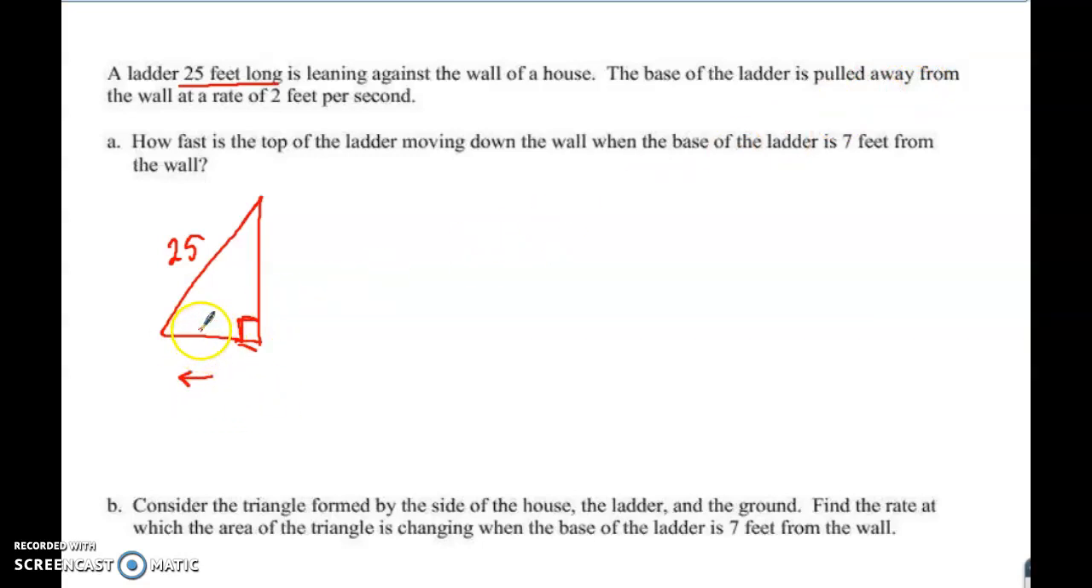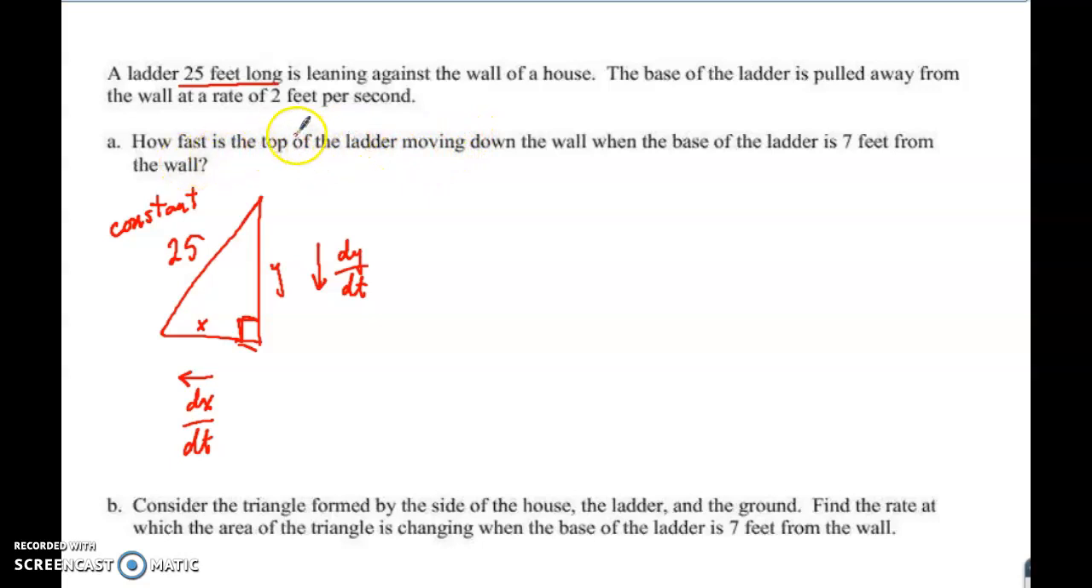So let's call this side x. Now here's where you have to be a good critical thinker. The ladder never changes size. That 25 foot is always 25 foot. In other words, this is a constant. And this side length will change, so we could call that dx/dt. And this side length, we'll call this y, by the way, can change. We'll call that dy/dt. But the length of the ladder is always 25 feet.